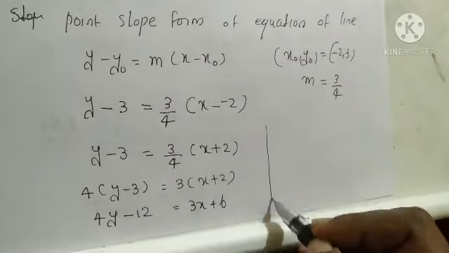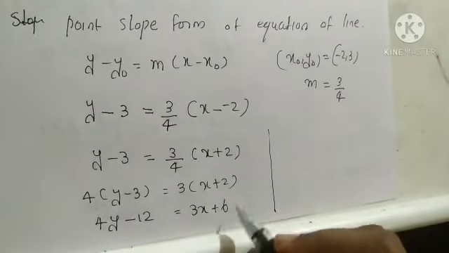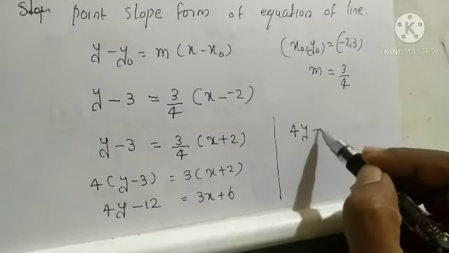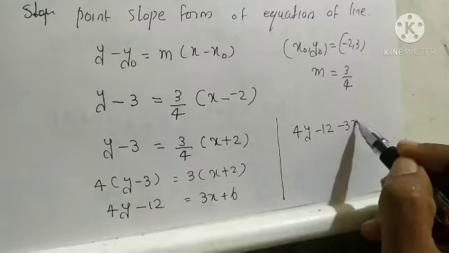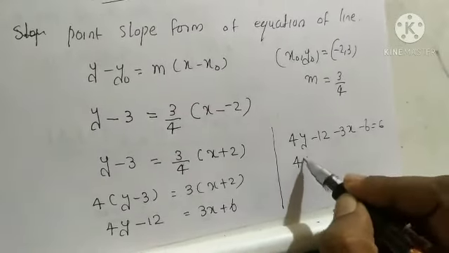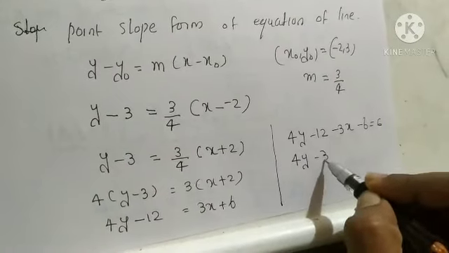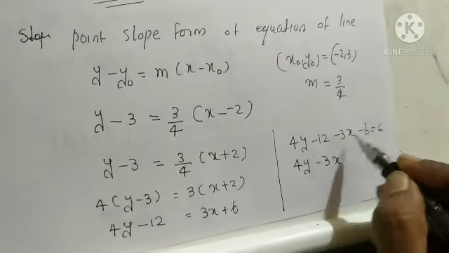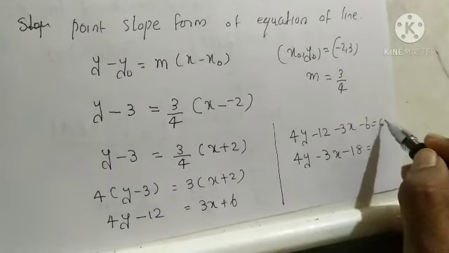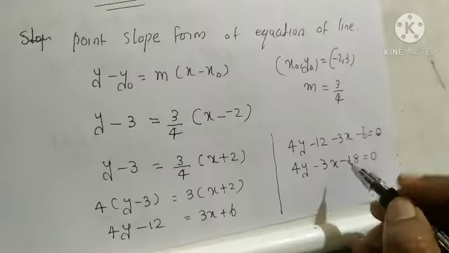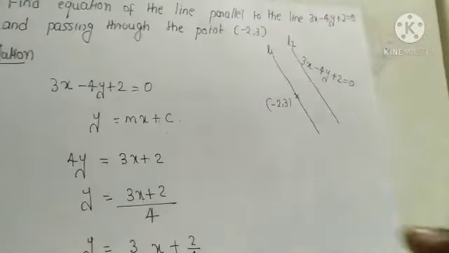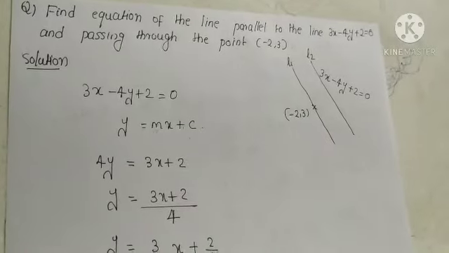Okay. So next I am going to take all values to LHS. It will become 4y minus 12 minus 3x minus 6 equal to 0. So here we get minus 3x plus 4y, and minus 12 minus 6 will become minus 18, equal to 0. Okay. So this is our required equation of line L1. I hope you understood this question.